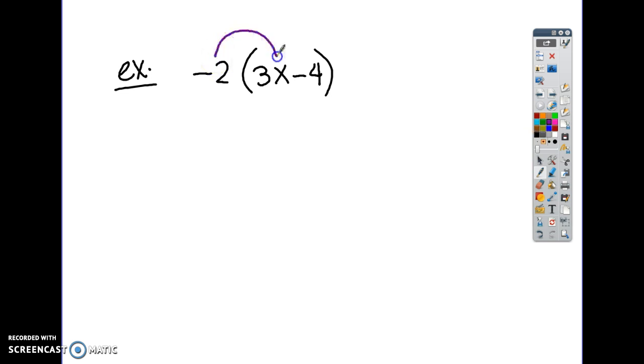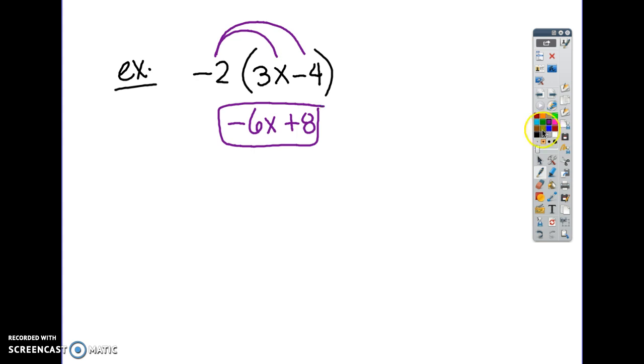-2 times 3x is -6x. -2 times -4. Don't forget this is a -4. So -2 times -4 is +8. And then that would just be your answer. Okay? But then they're going to get some harder problems. Remember, guys, you need to be pausing this video if I'm going too fast and rewinding. They might give you a harder problem.